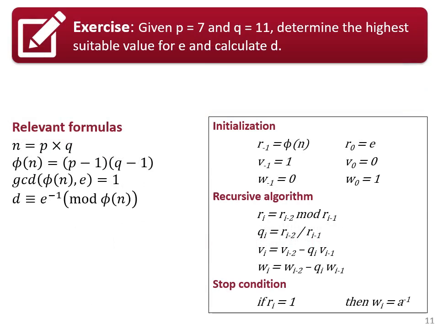And to finish this video and give you a better feeling of how this process of selecting E and D works, I have an exercise for you. Given P and Q equal to 7 and 11, determine the highest suitable value for E and calculate the associated value of D. You can use the formulas displayed on the left and use the extended Euclidean algorithm, which is summarized on the right. Good luck!